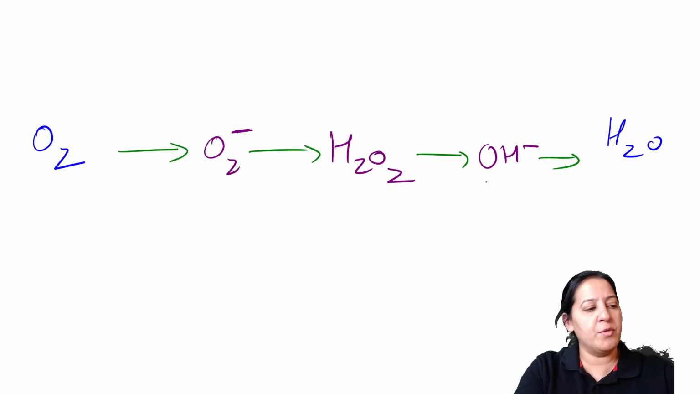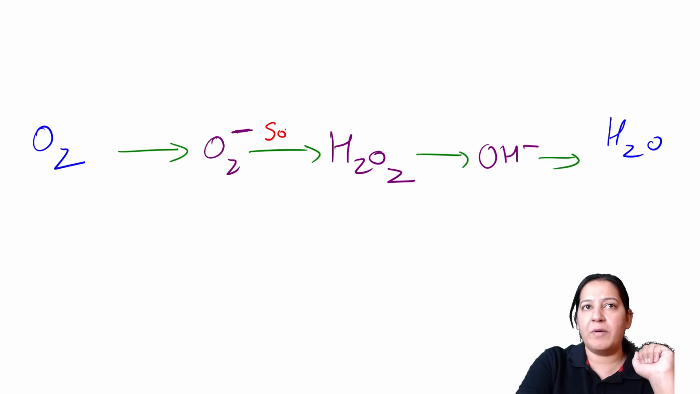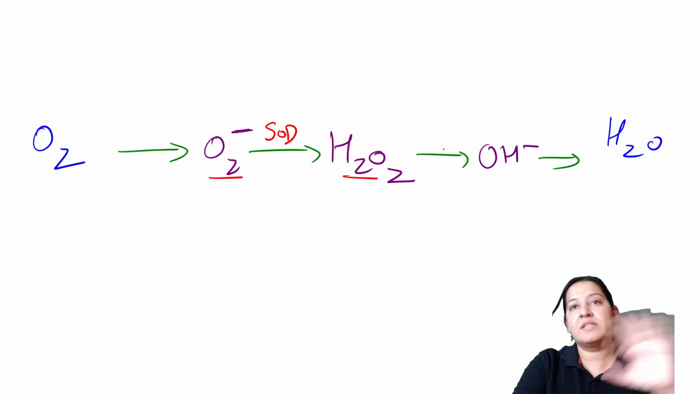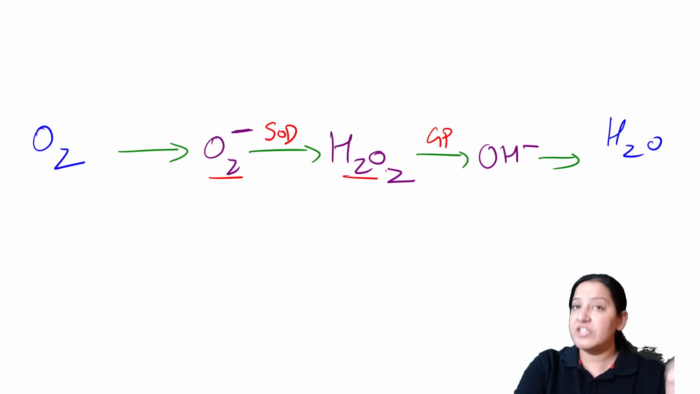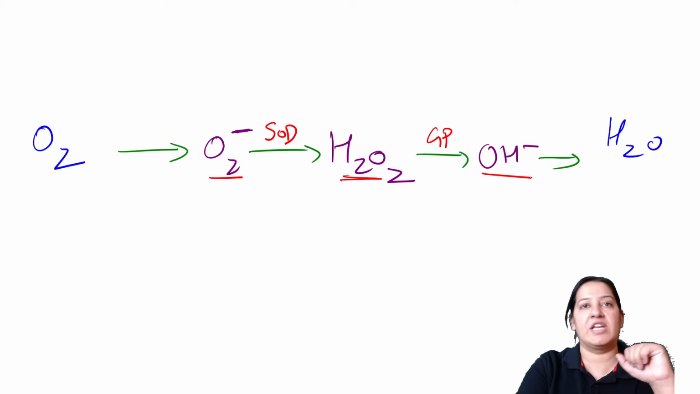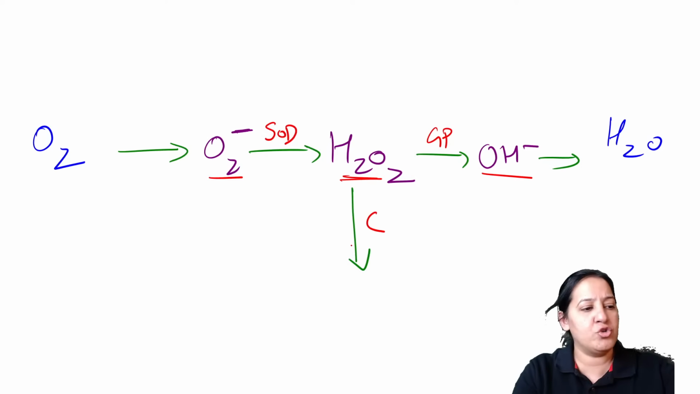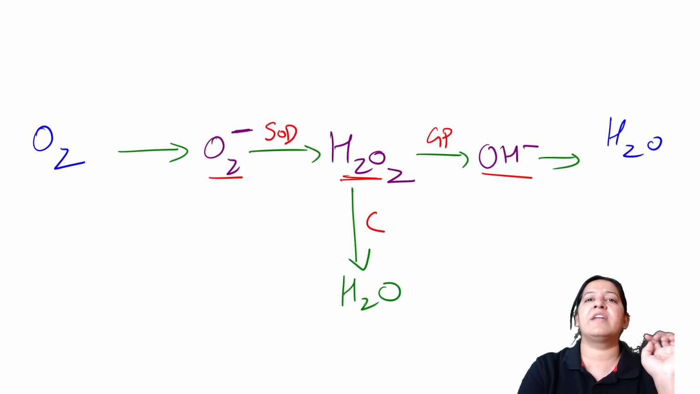So what all enzymes are there for their removal? There are three enzymes. The first is superoxide dismutase, which causes conversion of O2 into H2O2. The second is glutathione peroxidase, which causes conversion of H2O2 into OH negative. And the third one is catalase, which directly converts H2O2 into water.